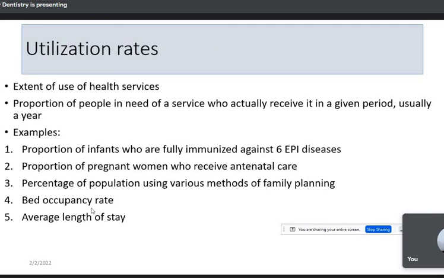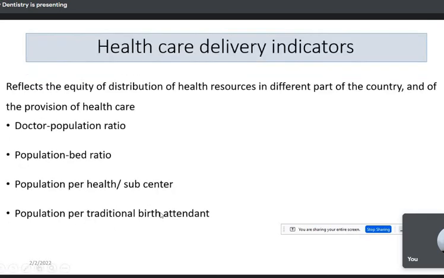And as I told you, in the healthcare delivery indicator, we know there is population bed ratio or population per health center.